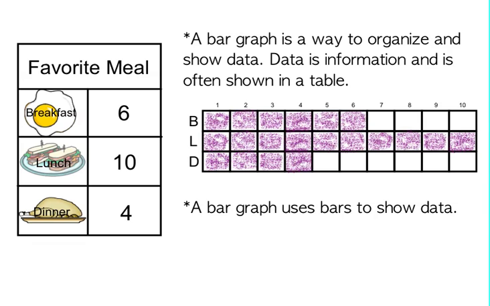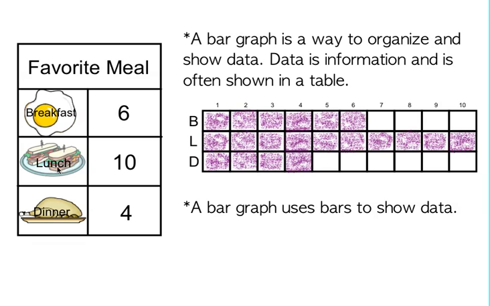So when you look at this bar graph, we can see that here is breakfast, which starts with a B. Over on the bar graph, breakfast is represented by the letter B. On the table, you can tell that 6 people have breakfast as their favorite meal. Over here on the bar graph, we can see that 1 box, 2 boxes, 3 boxes, 4, 5, and 6 boxes are filled in, one for each person who chooses breakfast as their favorite meal.